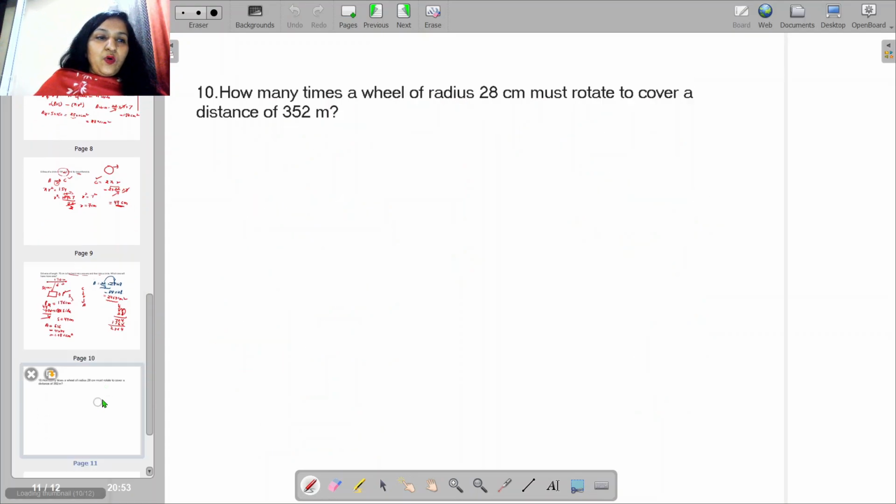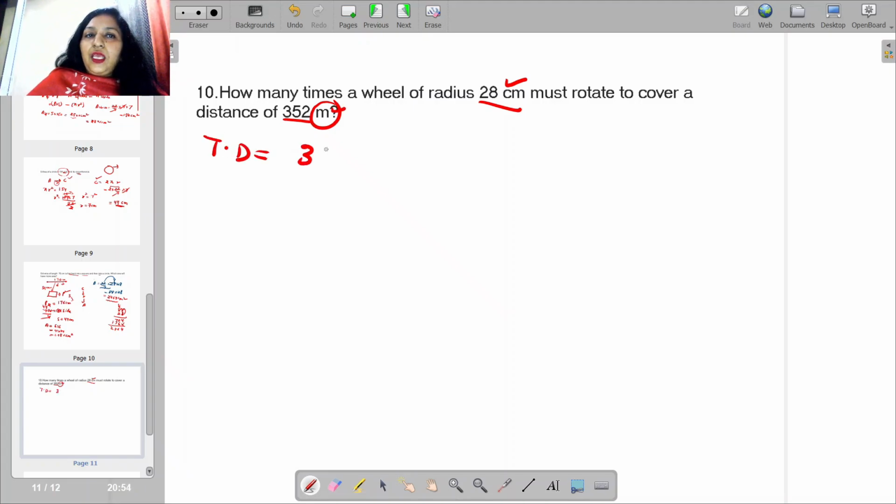All right, moving on now to the last question. How many times should a wheel of this radius rotate to cover a distance of 352 meter? हर क्वेश्चन में पहले आप एक चीज याद रखोगे, अगर दो चीजों को मल्टीप्लाई या डिवाइड जो भी करना है, both the numbers should have the same unit. Radius is given in centimeter. Total distance covered by the wheel is given in meter. ठीक है, सबसे पहले total distance 352, इसे सेंटीमीटर बना लेते हैं.